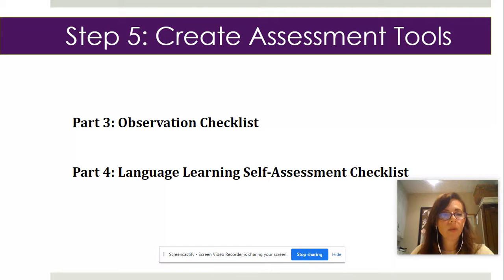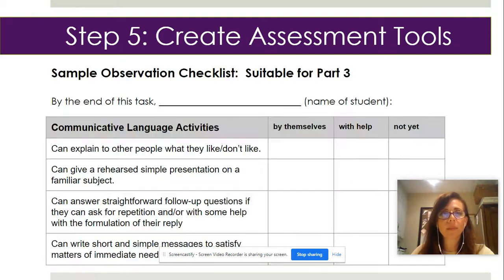The next step is to create your assessment tools. In the template, there are two parts to the assessment. Part 3, the observation checklist to be used by the teacher, and Part 4, the self-assessment checklist to be used by the students. This is a very easy step because you already have all your descriptors listed in Part 1 of the template. Here's a sample excerpt from a completed observation checklist for Part 3, the teacher's use. The empty checklists are organized around the descriptors you have chosen in Part 1.